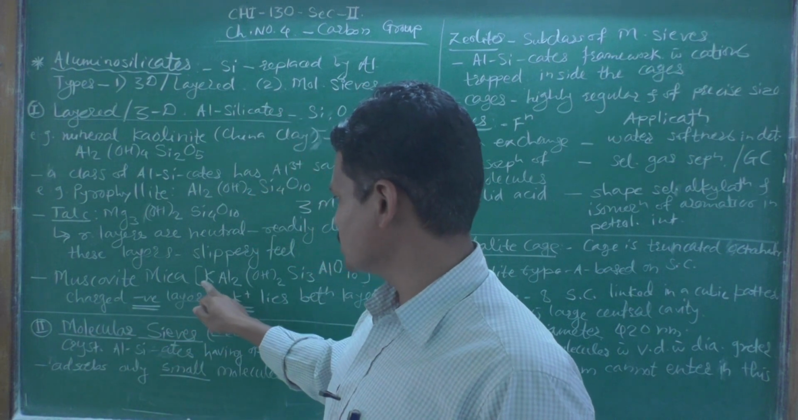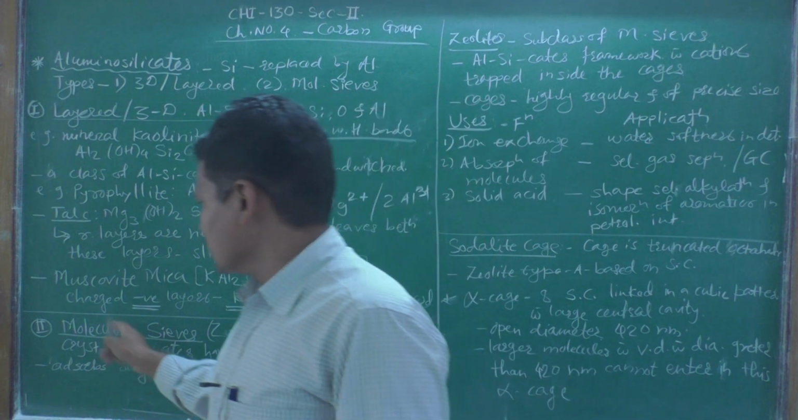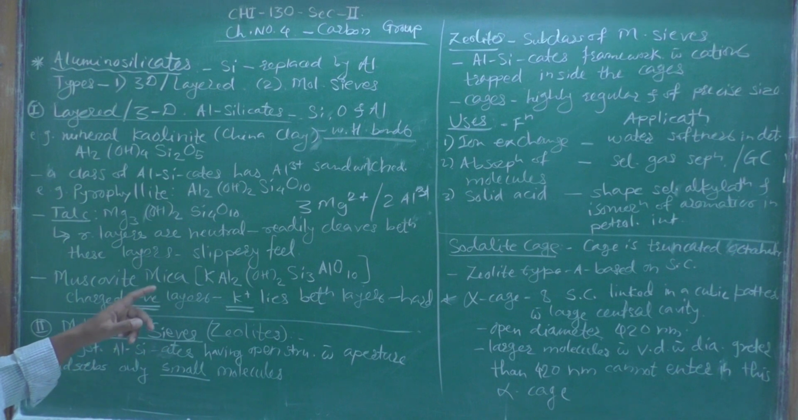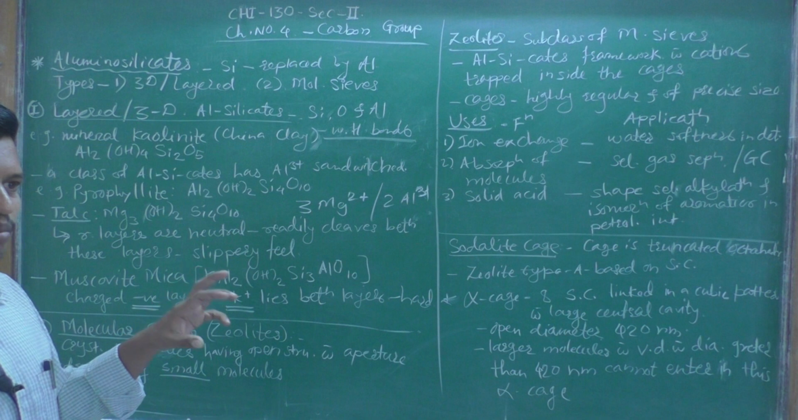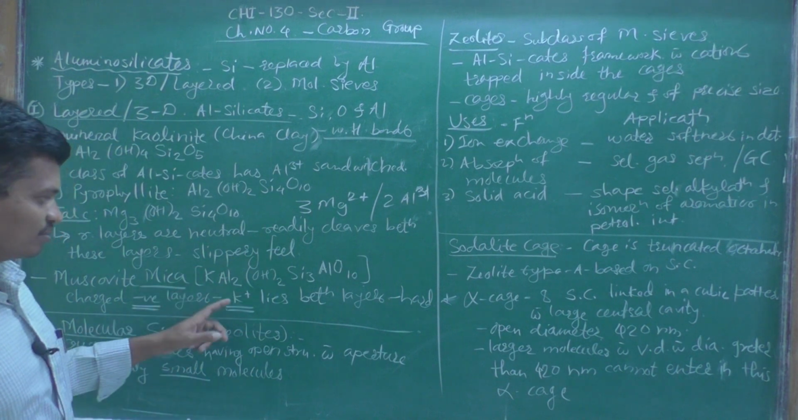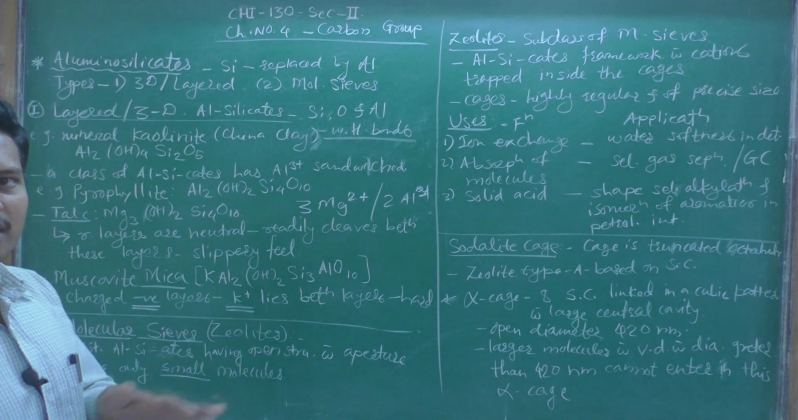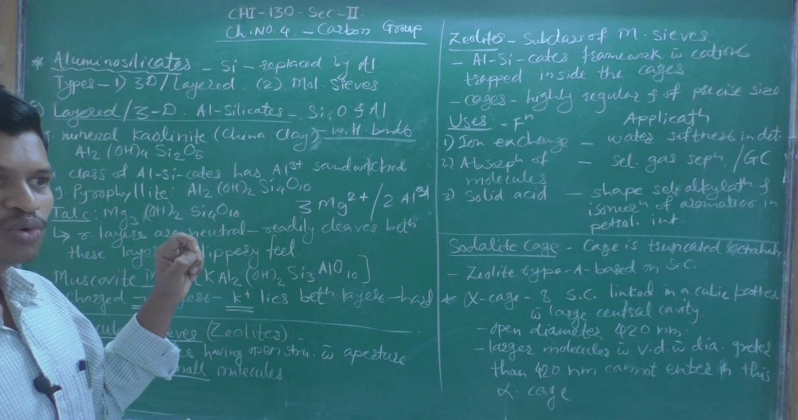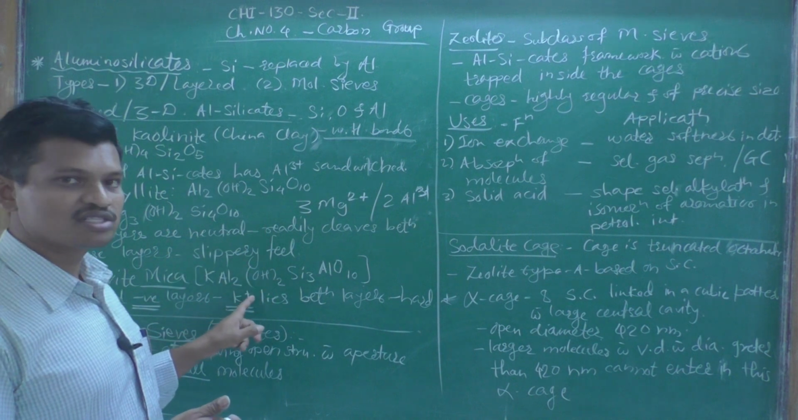Muscovite mica, the formula is KAl2(OH)2Si3AlO10. In this, negatively charged layers are present. Mica is again one of the materials that we are familiar with. As the silicate layers are negatively charged, to compensate that negative charge there is a presence of potassium K+ ions.